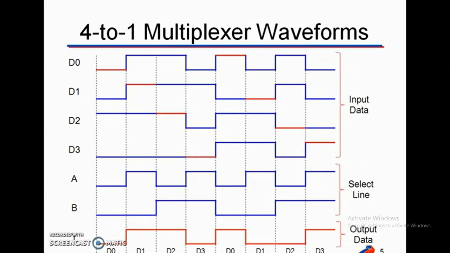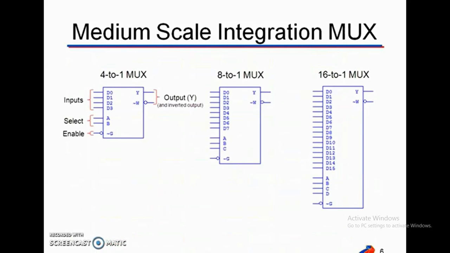For D0, it gets selected with A is 0 and B is 0. D0 gets selected as the output. Now for 1 0, D1 gets selected. For 0 1, D2. For 1 1, D3 gets selected, and it will repeat as shown in this waveform.